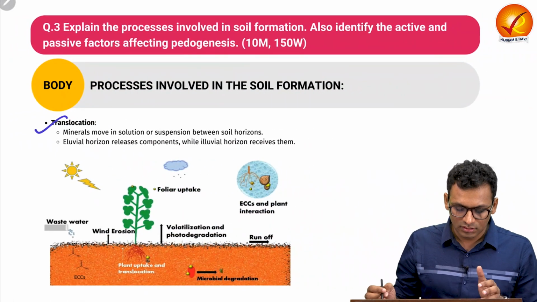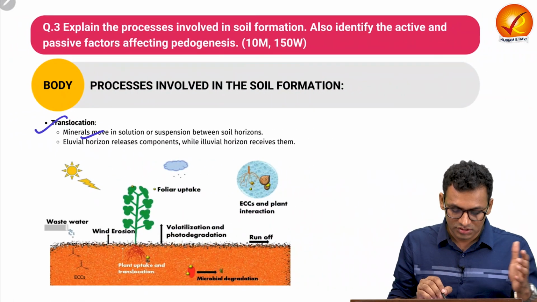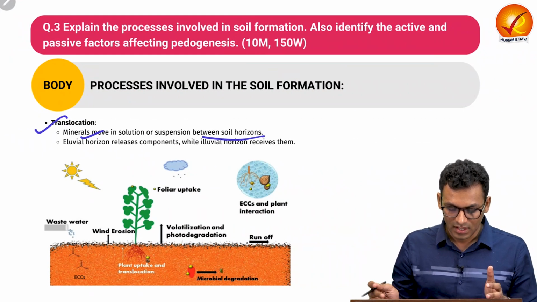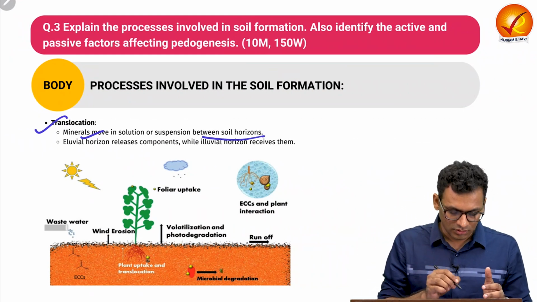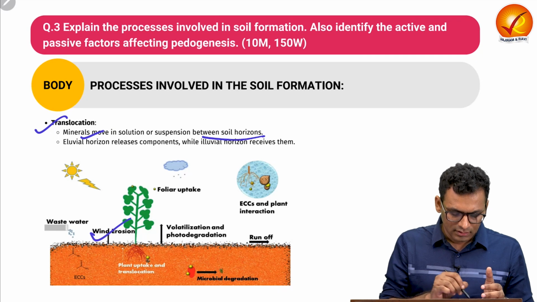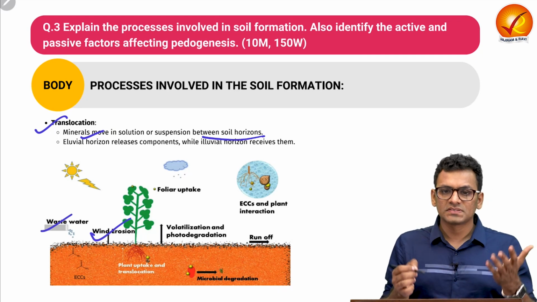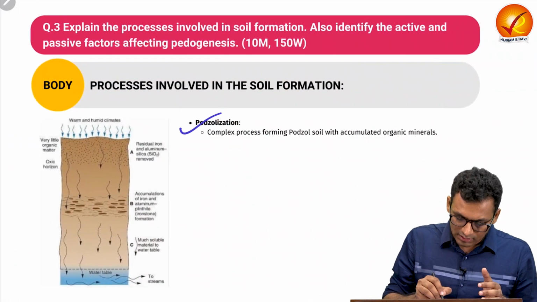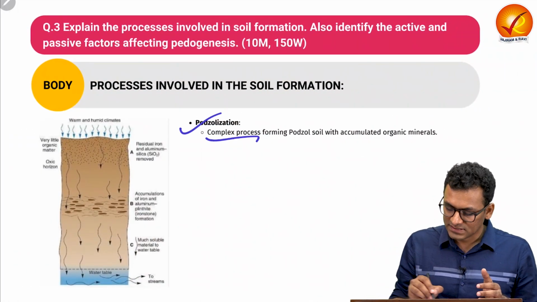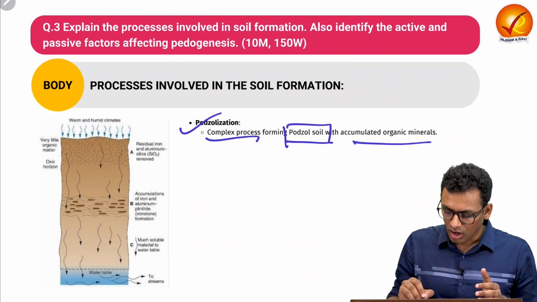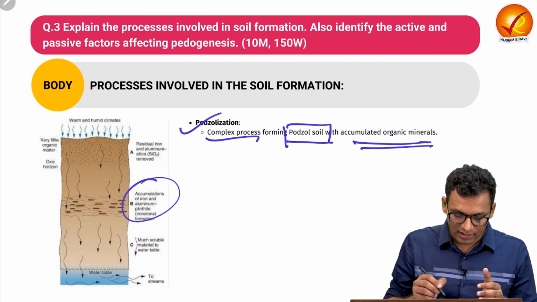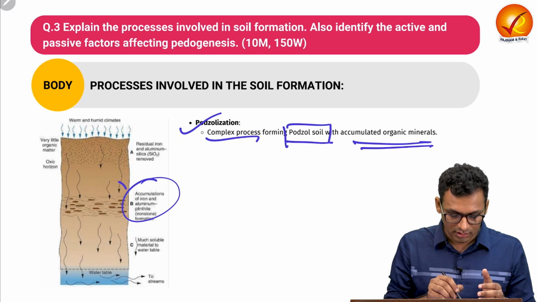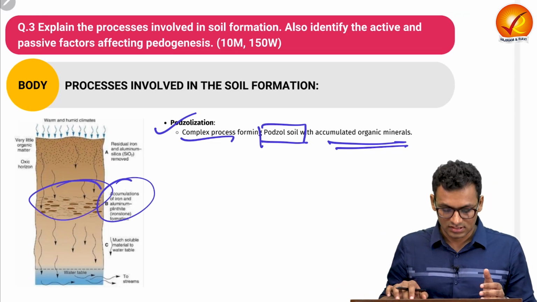Next is translocation, where we can talk about minerals moving in solution and suspension between soil horizons. So this is basically the transportation of the soil material, where wind, water as well as plants and other structures play a crucial role. And next is podzolization, which is a complex process forming podzol soil, accumulating organic material. So we are looking at accumulation of iron and aluminium in the soil structures.